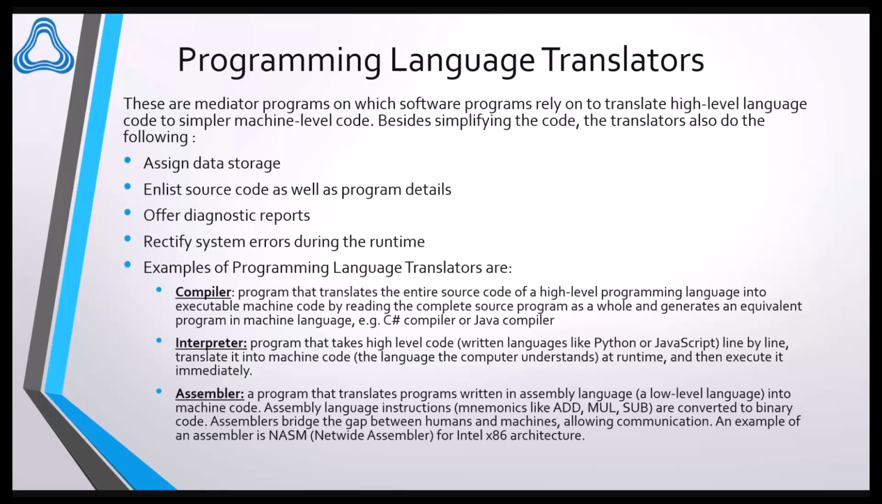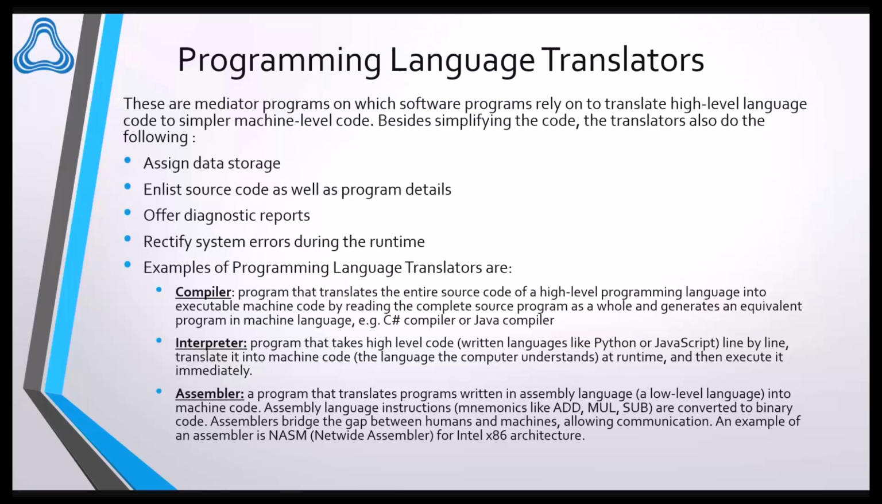Okay. So the difference between the two is, the compiler takes the entire source code, while the interpreter works line by line. On the other hand, we have the assembler. Now, an assembler is a program which translates a program written in assembly language. Assembly language is a low-level language, and this will now be converted into machine code.